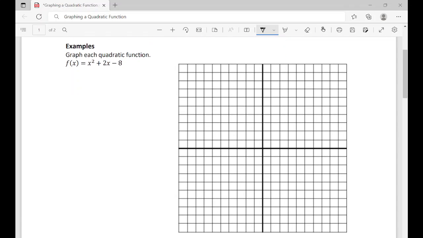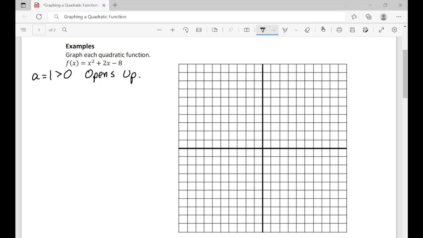So first things first, our function f(x) = x² + 2x − 8, and we need to know, does it open up or down? And so we look here and we see that a is 1 because that's the leading coefficient. And since 1 is greater than 0, we say that this opens up. So we know we have a parabola that is looking like this. So there's the first thing.